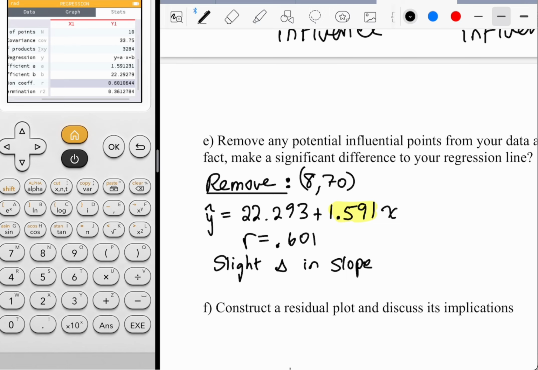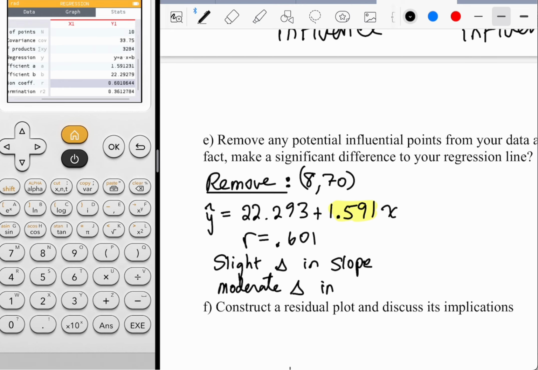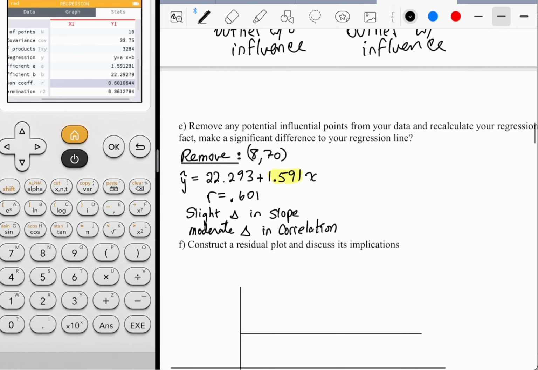For the r, you could say moderate change, more change, however you want to do it. But I wouldn't say a significant change because I don't know what to compare it to yet, right? So I'll say a moderate change in correlation. All right, so now what I need to do is put back the 870 and remove the 2040 and do the same thing.